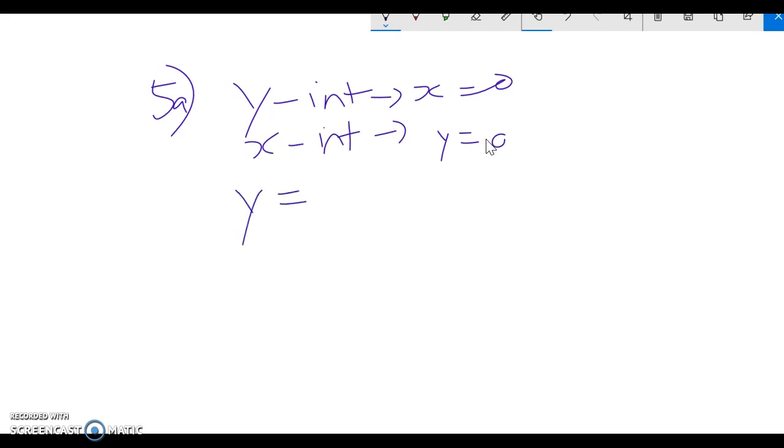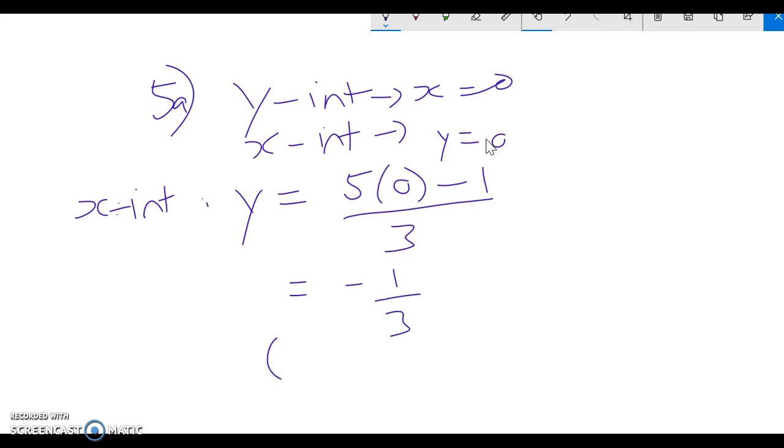Let's find the y-intercept, which is when x equals 0, so it's going to be 5 by 0, take 1 over 3. And please write y-intercept so I know what you're doing. So that equals 5 by 0 is 0, so equals negative 1 over 3. So that point is going to be when x equals 0, it's 0 and negative a third.